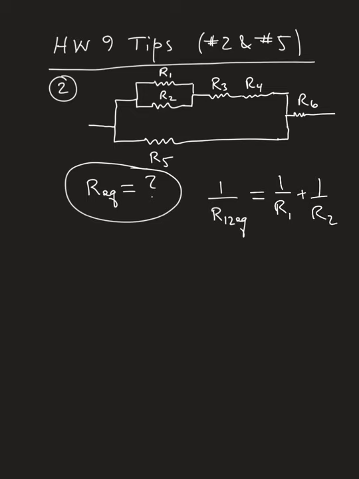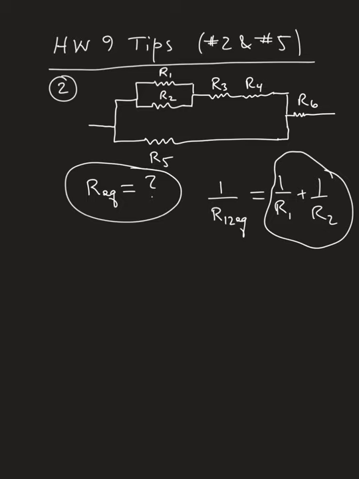Okay, and then notice you have to be a little careful here. Once you substitute in your values for R1 and R2 and find a number for this, you have to remember that that's 1 over R1,2 equivalent. And so then you have to take the inverse of it to solve for R1,2 equivalent, right?